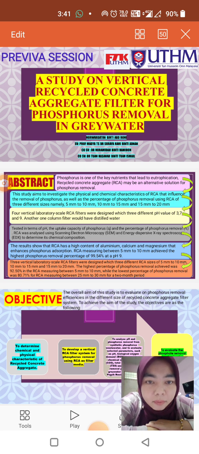For abstract, phosphorus is one of the key nutrients that leads to eutrophication. So, recycled concrete aggregate may be an alternative solution for phosphorus removal. This study aims to investigate the physical and chemical characteristics of RCA that influence removal of phosphorus, as well as percentage of phosphorus removal using RCA in 3 different sizes from 5mm to 20mm. 4 vertical laboratory scales were designed with different pH value. Next, this tests in terms of pH, uptake capacity of phosphorus and percentage of phosphorus removal.